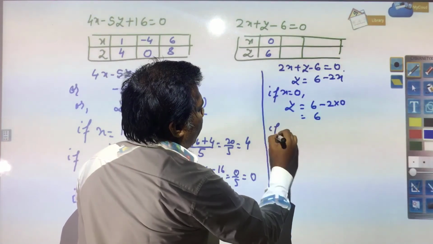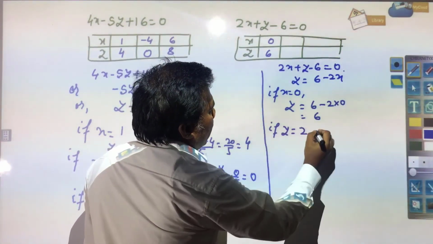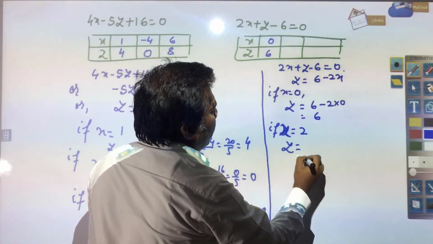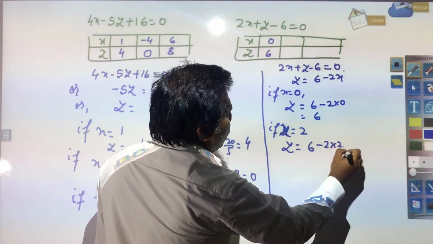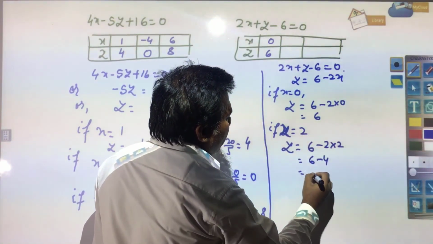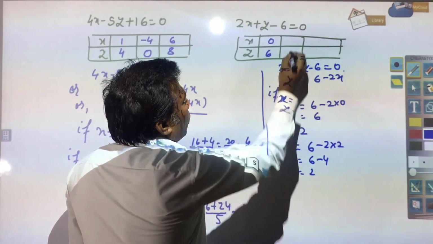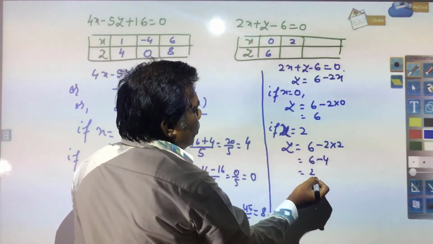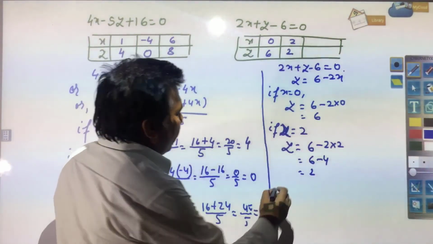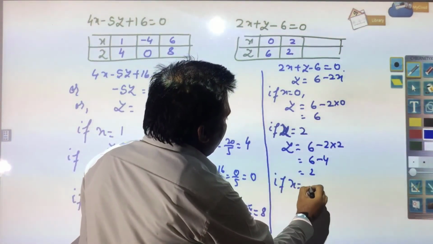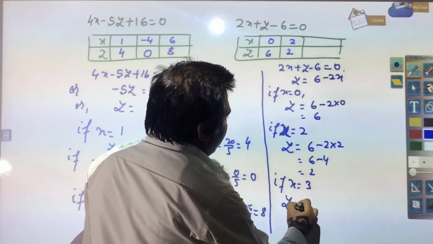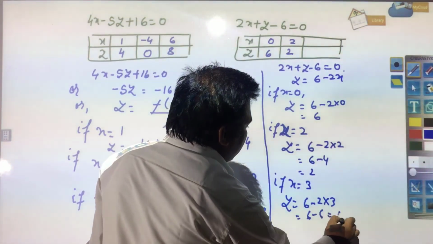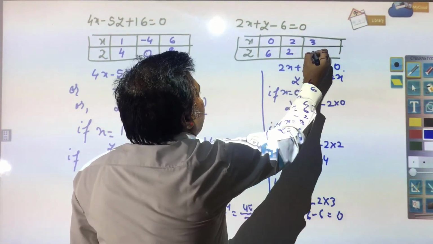Now, if x is equal to 2 you are putting, in this case y will be 6 minus 2 into 2, it means 6 minus 4, and you will get 2. So, when x is equal to 2, y is equal to 2. And if x is equal to 3 you are putting, then y will be 6 minus 2 into 3, it means 6 minus 6, it means 0. So, 3 and 0.